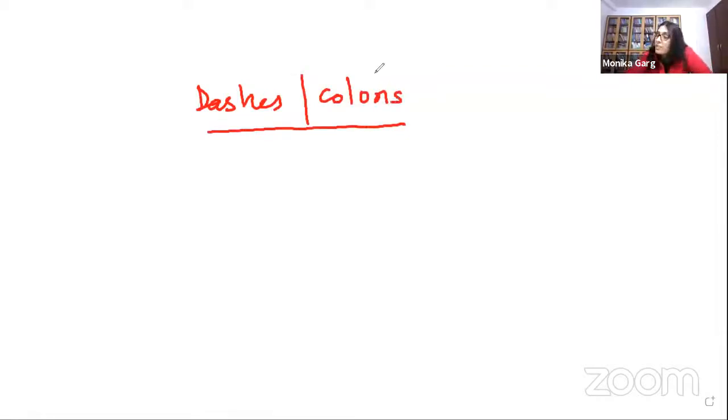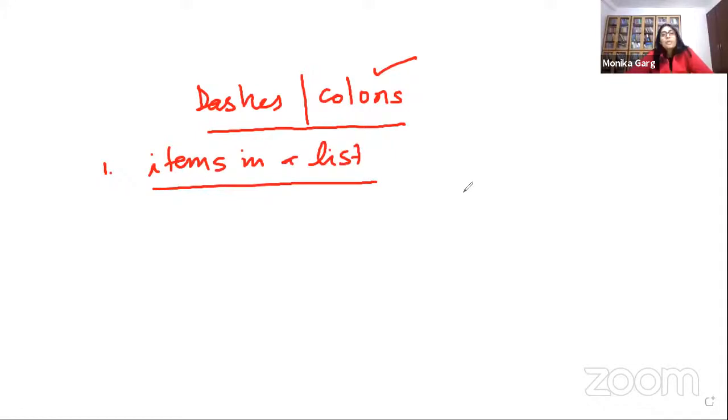So let's begin with colons. Where to use colons? Number 1, you use them to show items in a list. But this colon can be used only and only if you have an independent clause on the left side of it. So: I want to buy 3 things today: pens, pencils, and erasers.